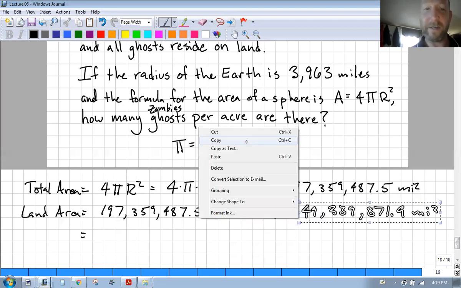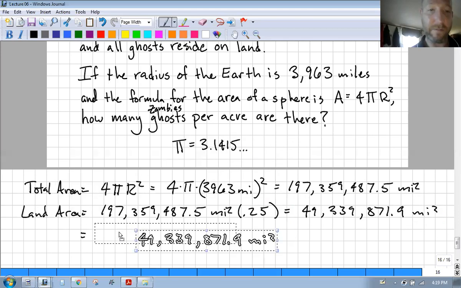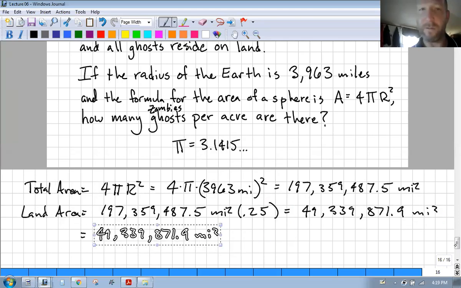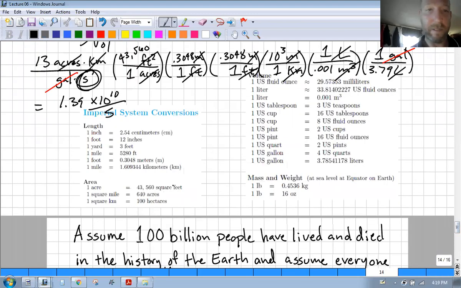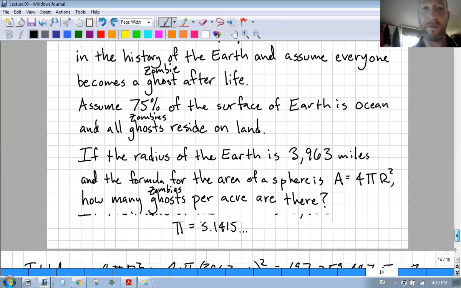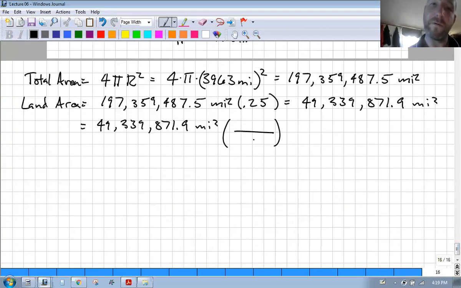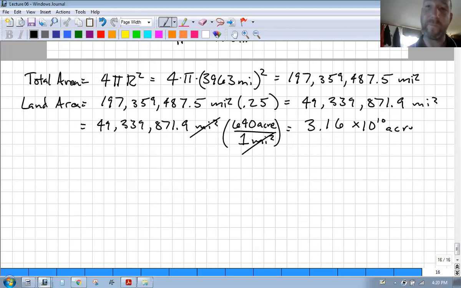So let's convert this to acres. We need a conversion: one square mile is 640 acres. So we'll multiply our number here times 640, and the calculator gives me 3.16 times 10 to the 10th acres.